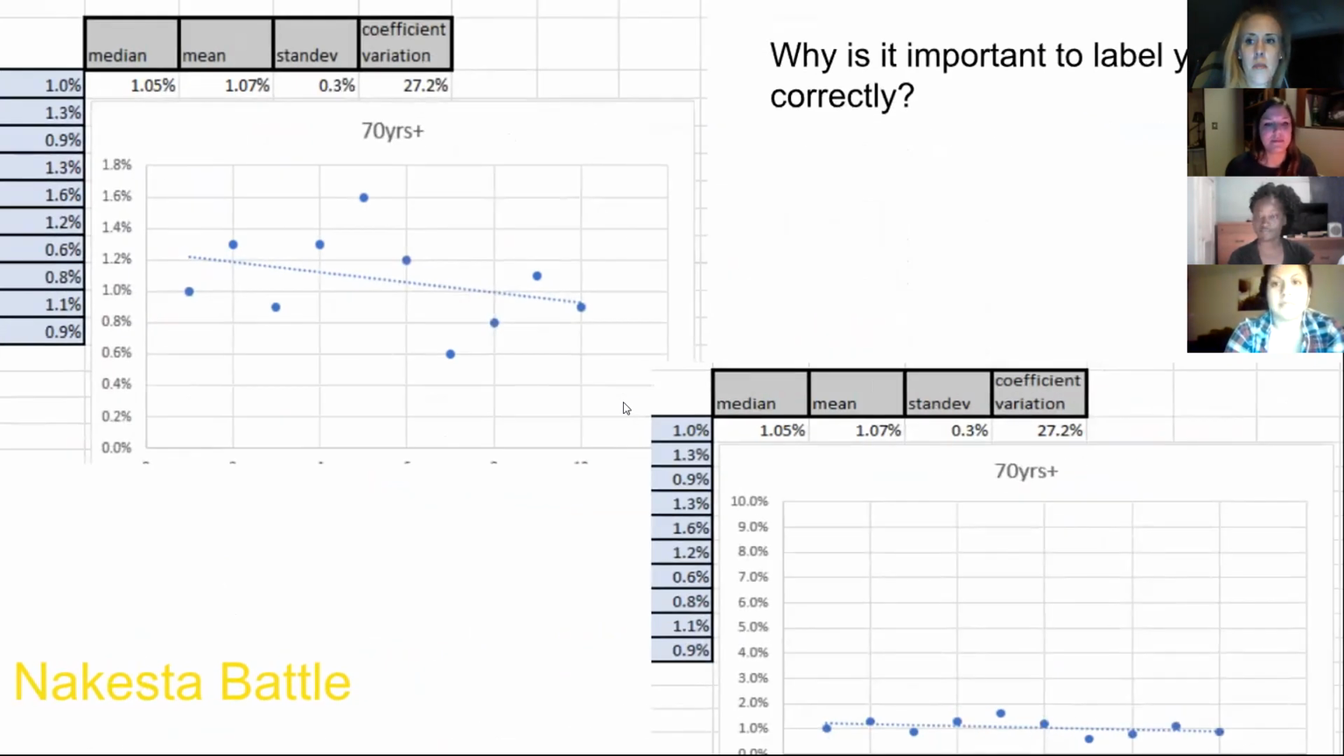Nakesta, why is it important to label your axis correctly? I know I sometimes struggle with that. Well, that's a good question. I don't know. I'm just kidding. Okay. It's important to label them correctly because it will show the information wrong.